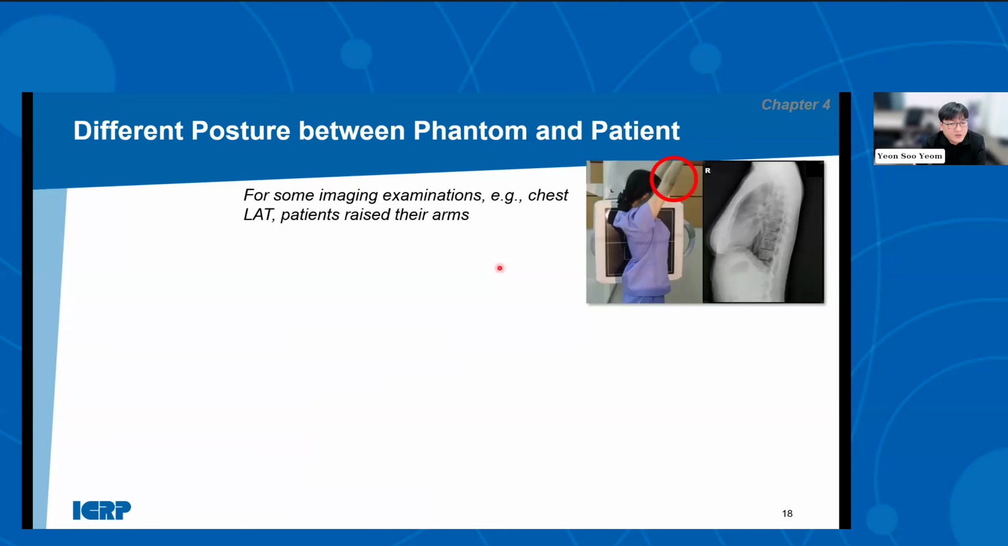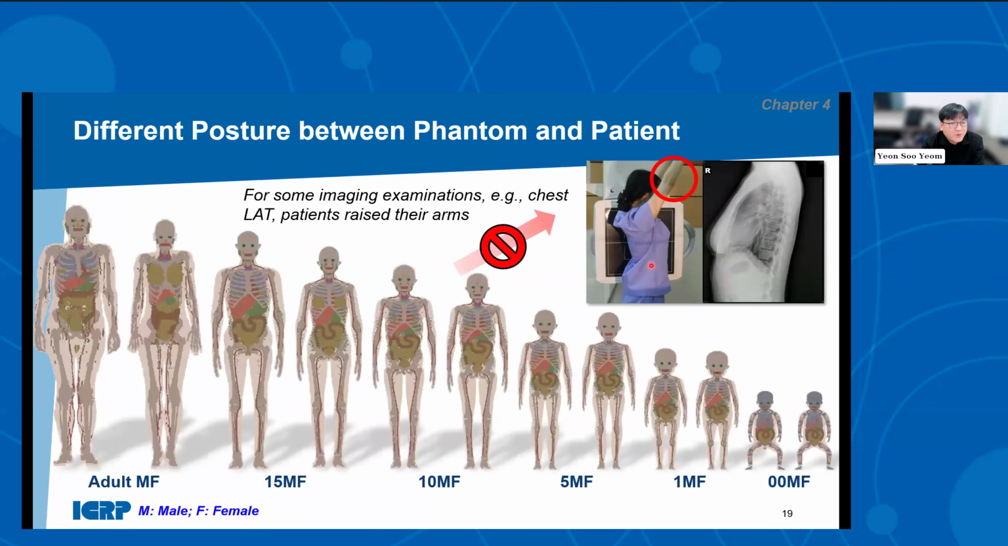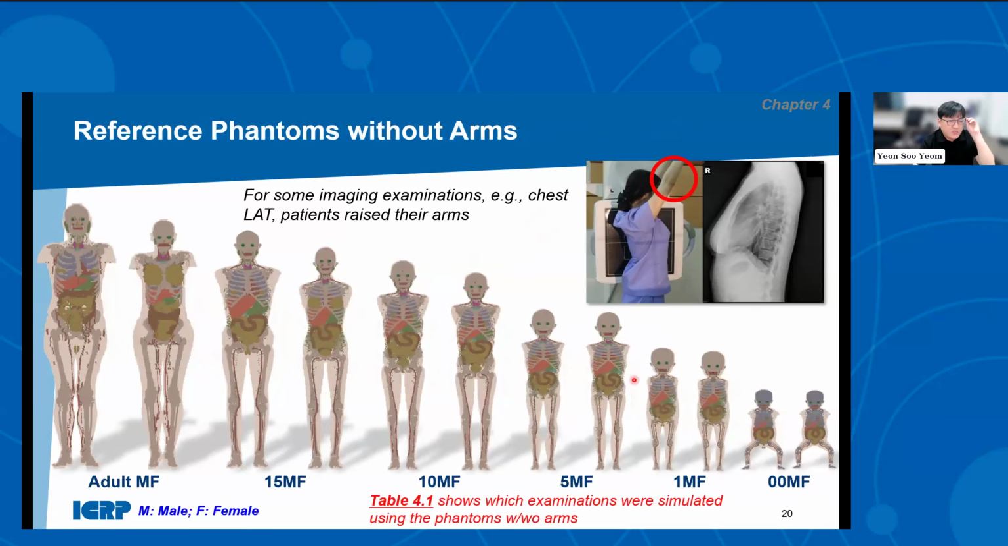Before those coefficient calculations, we identified a small issue on the different posture between phantom and patient for some imaging examinations. For example, when we consider chest lateral examination as shown in this picture, the patient normally raises their arms up in order to avoid unnecessary beam attenuation by arms. However, this arms up posture is different from the ICRP reference phantoms, which are fixed with arms down posture. To address this issue, we simply use the reference phantom without arms in Monte Carlo calculation for a part of examinations. So please see table 4.1 in our report to understand which examinations were simulated using the phantom with arms or without arms.